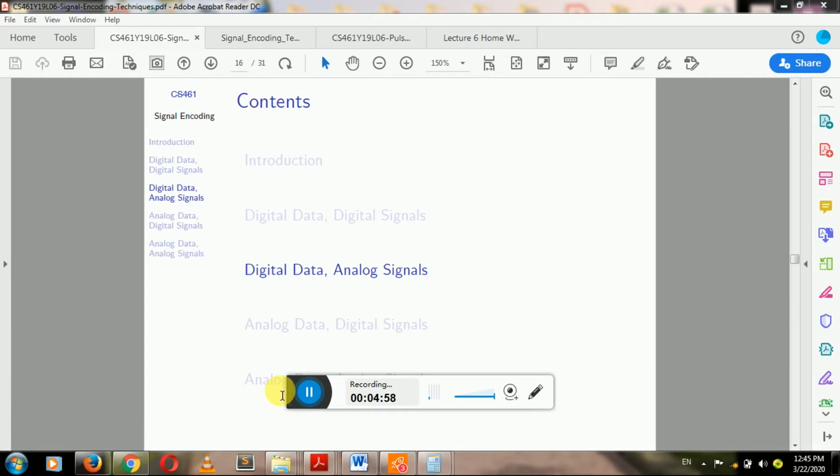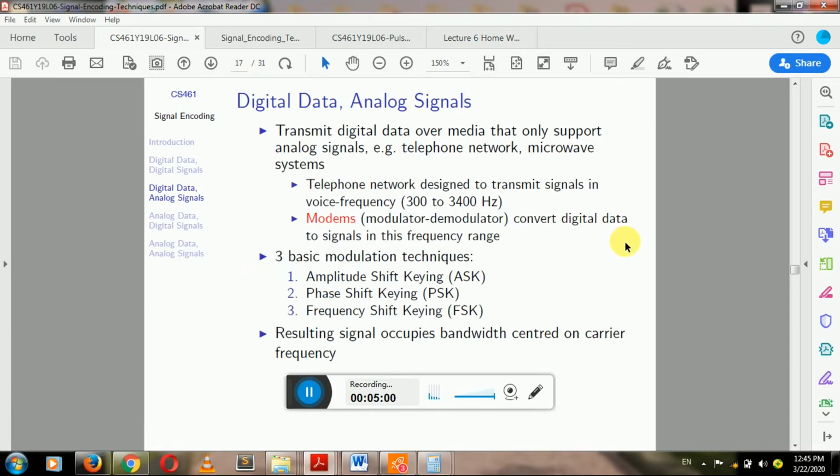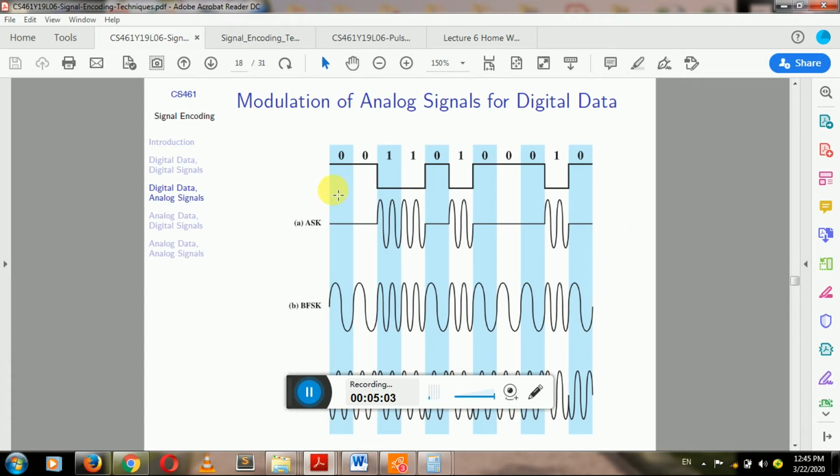So let's see the example directly. We have this digital data, a sequence of bits, zeros and ones. This is our digital data. Then we want to send it in the form of a continuously varying analog signal. This is the digital data we want to send, but we need to send an analog signal. So how can we change the shape of the analog signal?